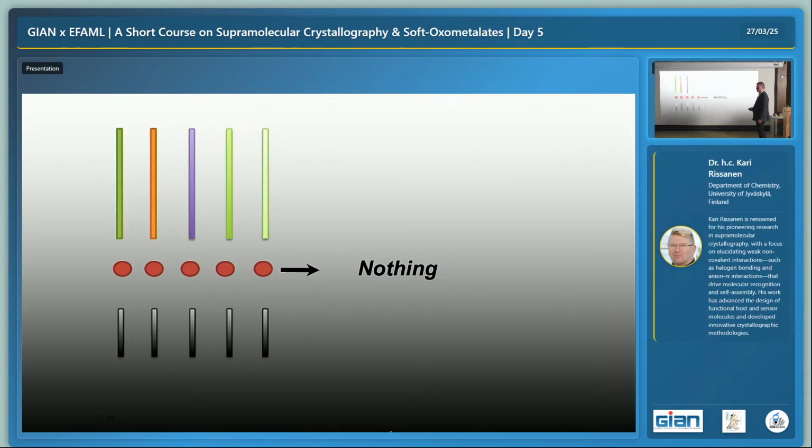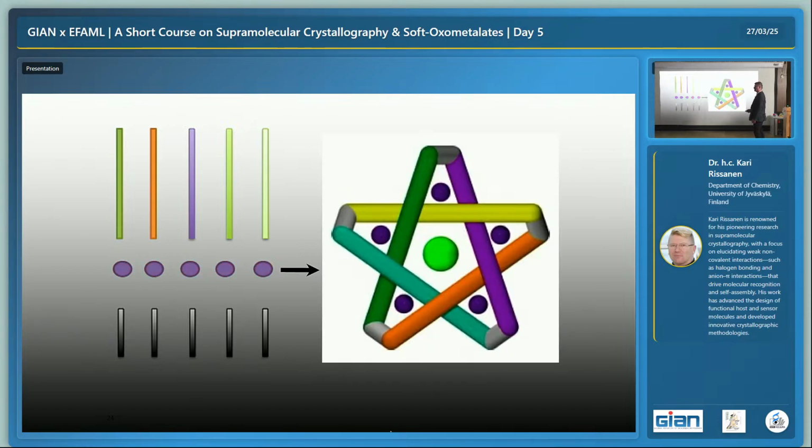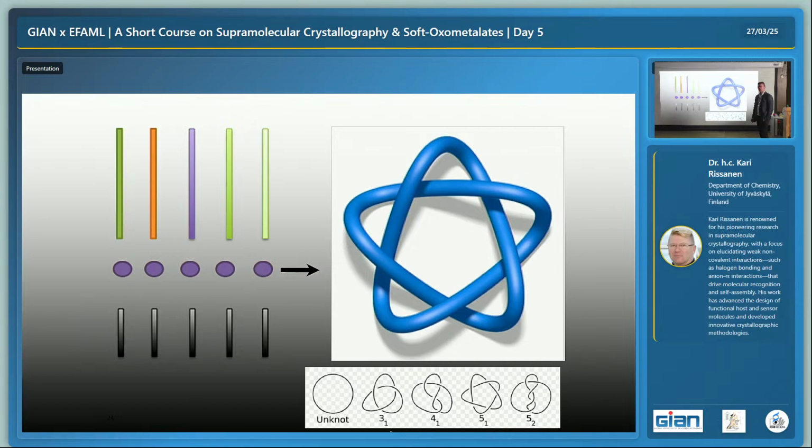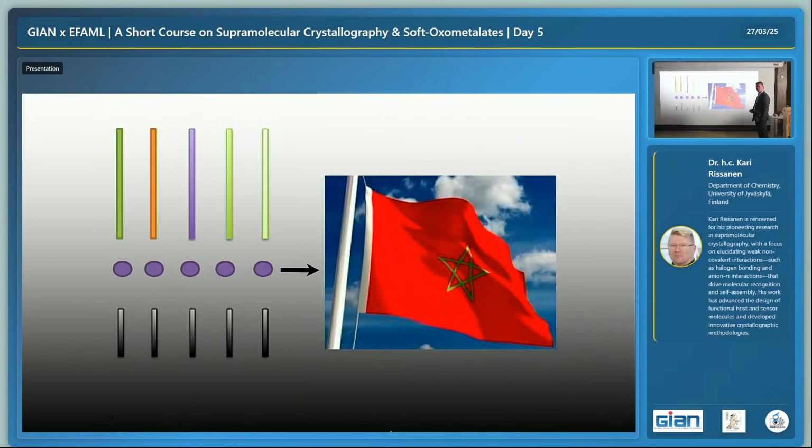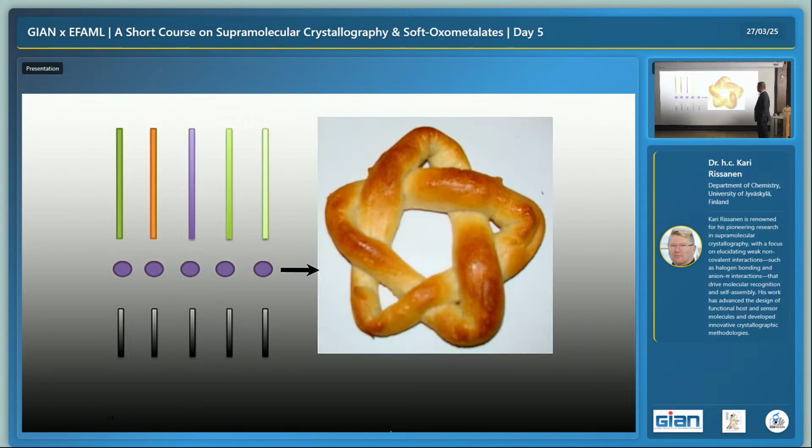We have to change the spheres, the metal cations, to different ones. So we change them, and this comes out by itself. What is this? Now, you can see the colors are the same colors, and then these are the connectors in the corners. Then there is something strange here in the middle. These violet balls. What is this? This is a pentafoil knot formed by itself. It's in the Moroccan flag, but you can also do it at home. This is the easiest way to do it.